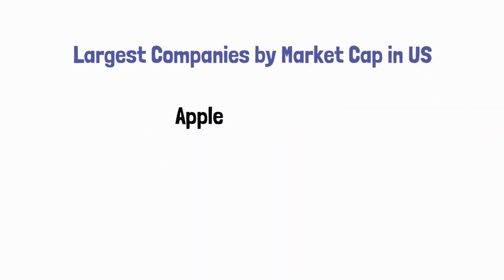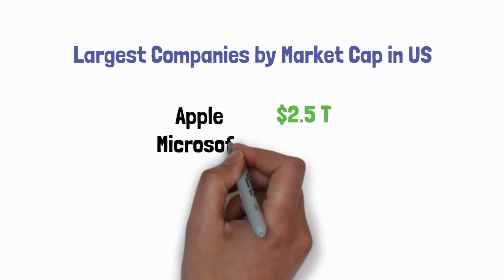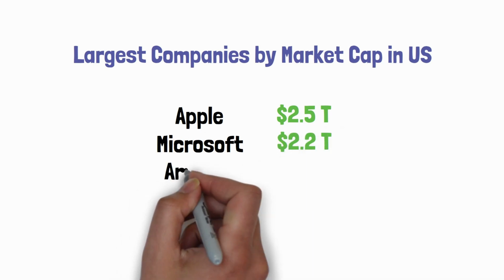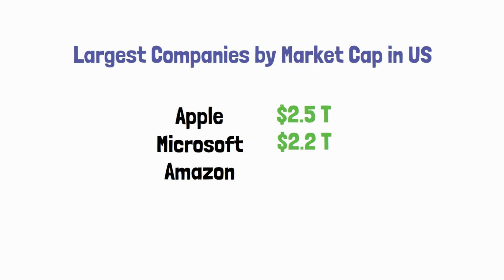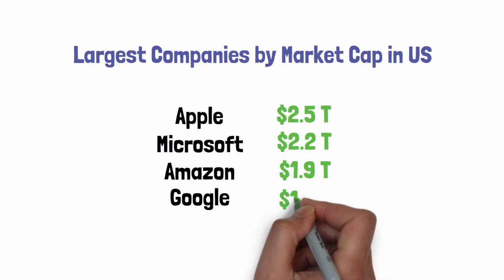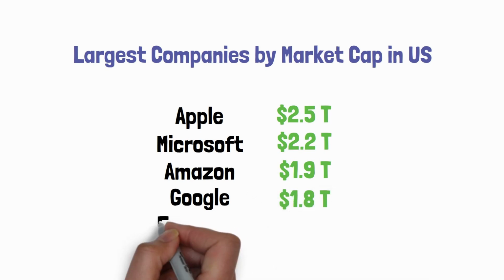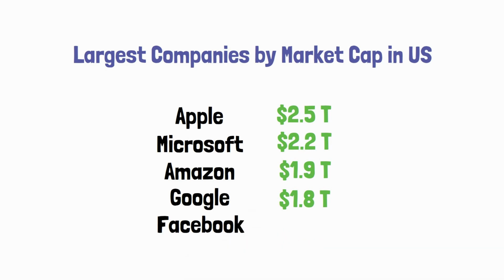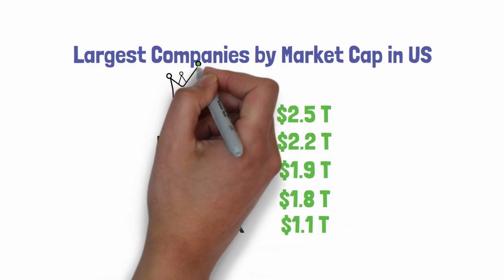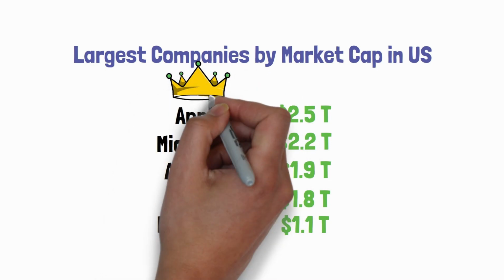Apple has $2.5 trillion. Microsoft is right behind with 2.2 trillion. Then we have Amazon with $1.9 trillion, claiming the throne. Google falls behind Amazon already with 1.8 trillion. Then there's Facebook chasing them within a distance with $1.1 trillion. Apple is the king at the moment.